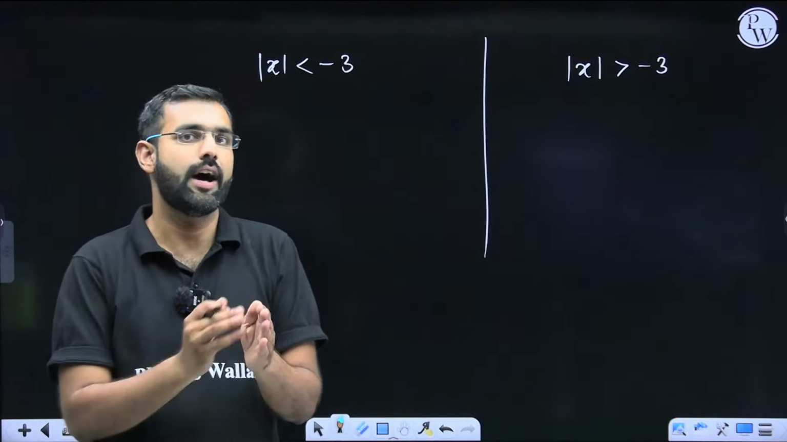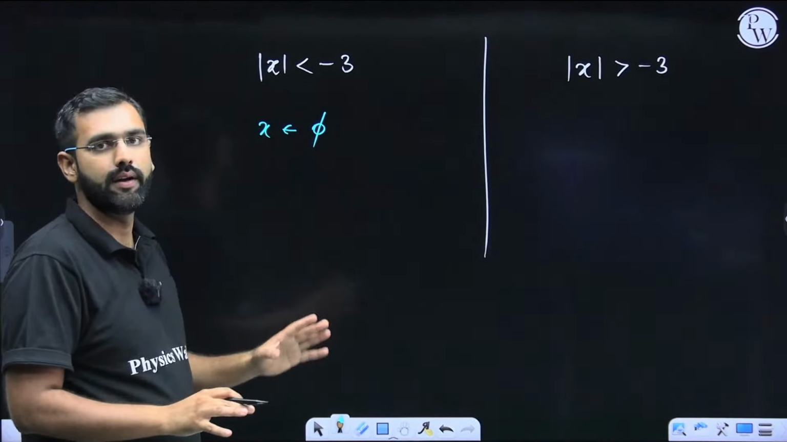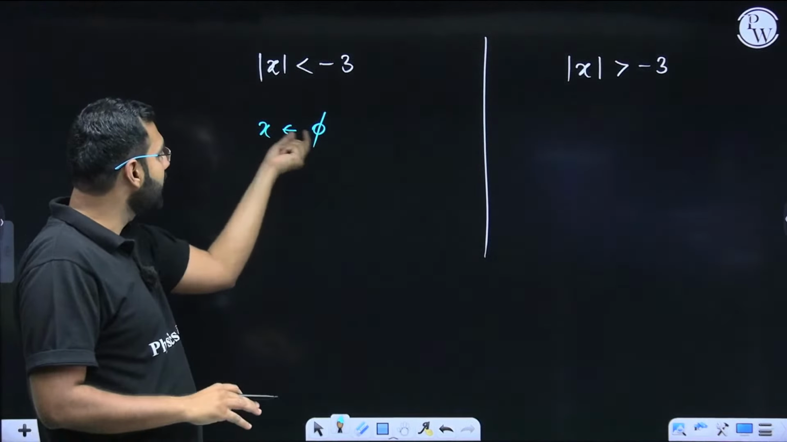Can it ever happen? You take any number and we know its modulus. Can it be negative or can it be less than minus 3? Never. So here solution will be phi. Phi means nothing, nil, void. This is not 0. It is phi, nothing. So no real value of x could satisfy it. Everybody got this?